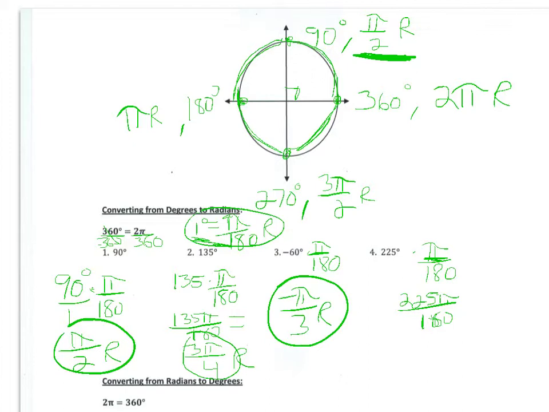Again, 45 would be the common factor. This would reduce to 5 pi over 4. And that's radians.